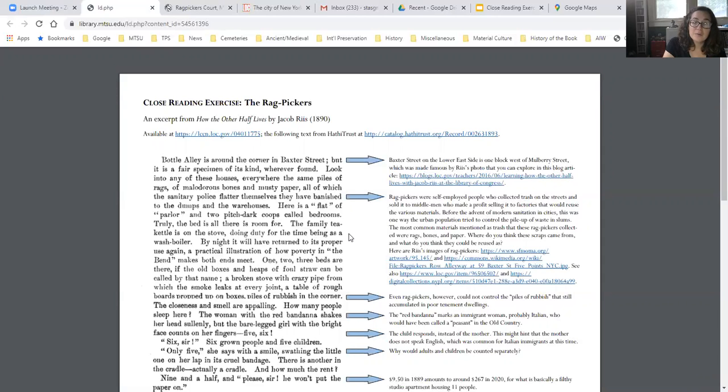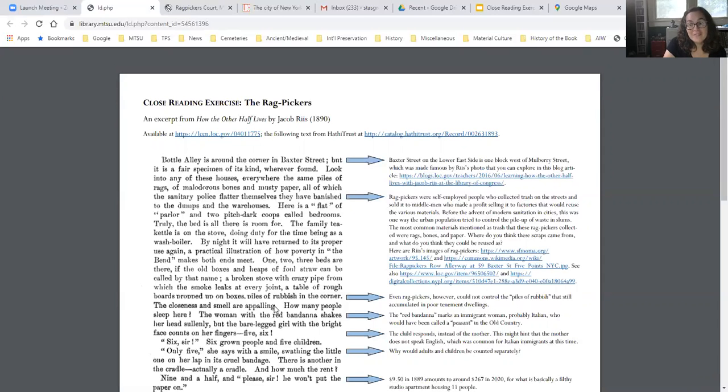A broken stove with crazy pipe from which the smoke leaks at every joint. A table of rough boards propped up on boxes, piles of rubbish in the corner." So the note says, even rag pickers could not control the piles of rubbish that still accumulated in these poor tenement dwellings. "The closeness and smell are appalling."